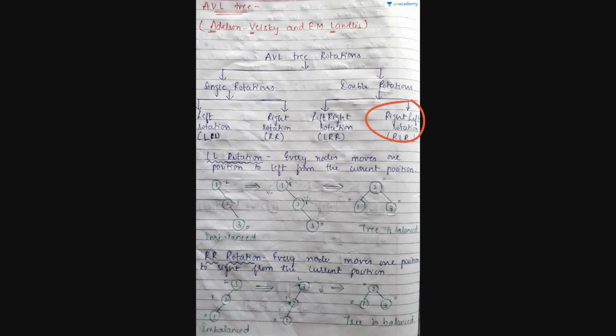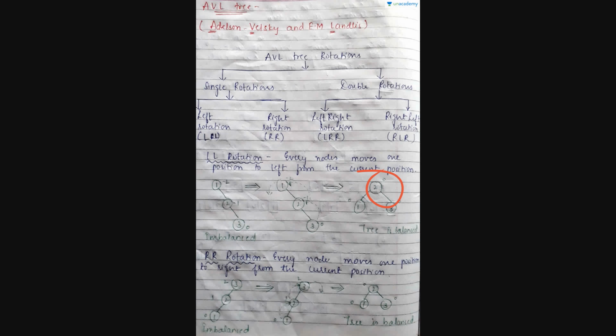So let's first see what's this left rotation. Every node moves one position to left from the current position. Now here it's like 0, -1, -2. Then at this time what we have to do is we have to rotate it and take the middle term as the main root. Then right rotation.